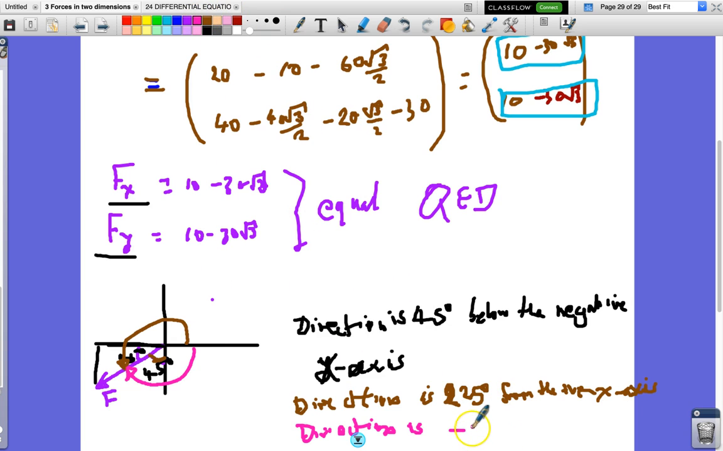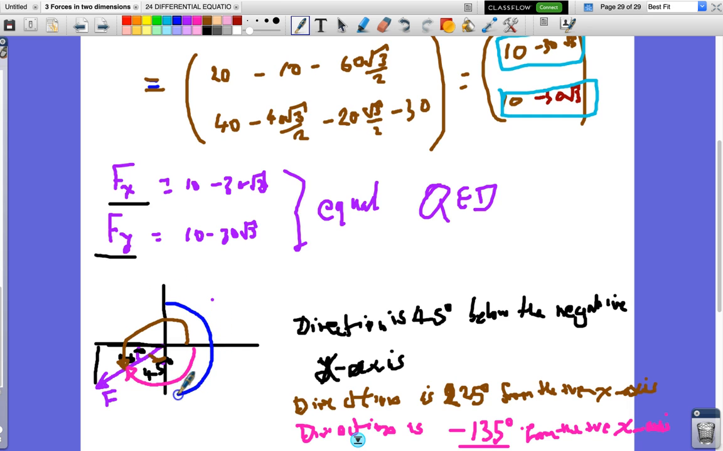Or the direction is negative 135 degrees. If you just say 135 degrees from the positive x-axis, it's also okay. But even if you just say direction is negative 135 degrees, we'll understand it's from this x-axis. But there's a problem there, because sometimes somebody can give this angle here.